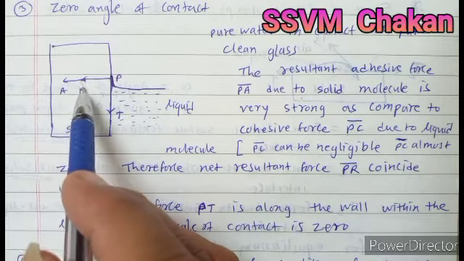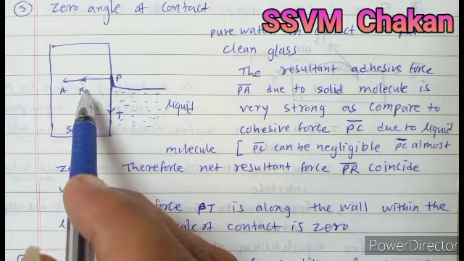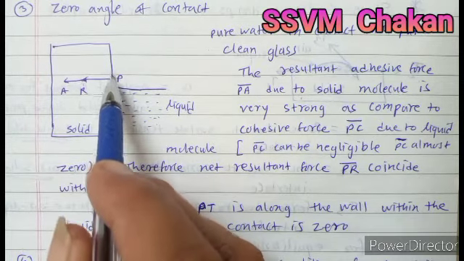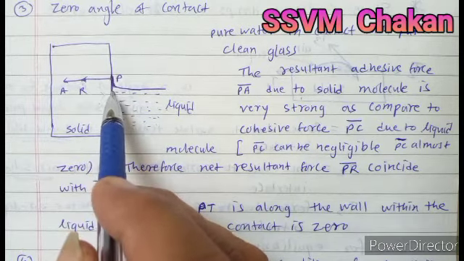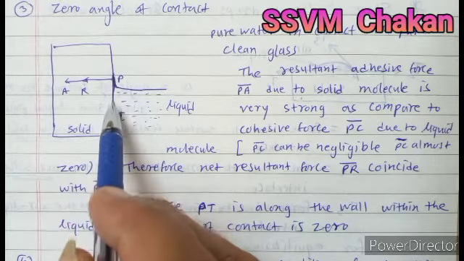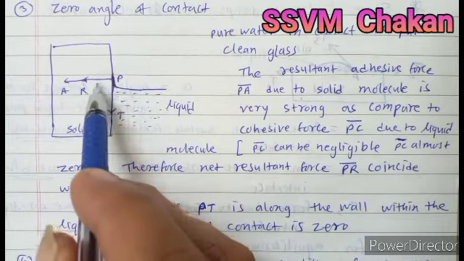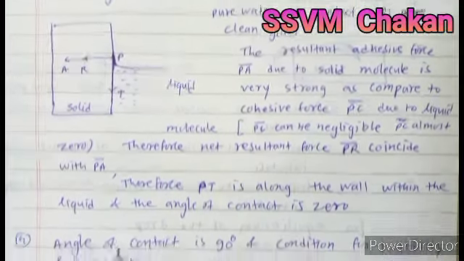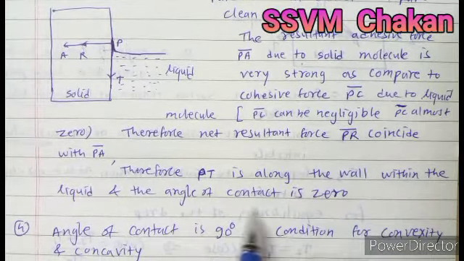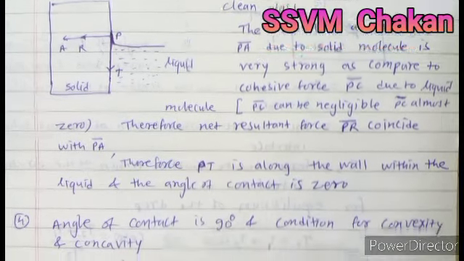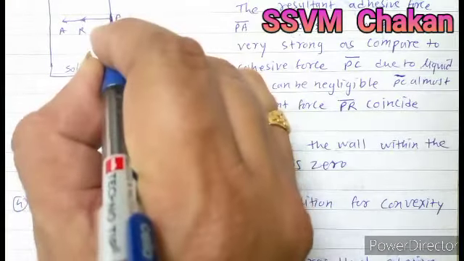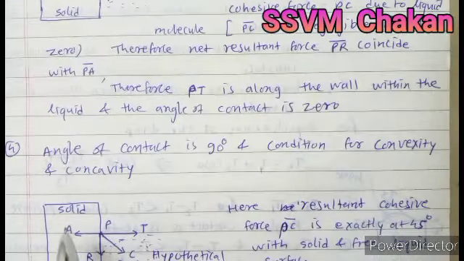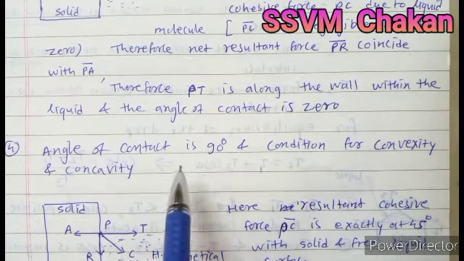In order to keep PR bar perpendicular, the water molecule P does not move in the upward or downward direction. The tangent now becomes PT. This tangent makes 90 degrees with the resultant PR bar, and in this case the angle of contact is 0. Angle of contact is 90.